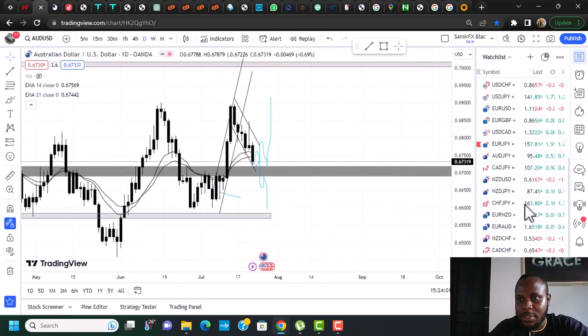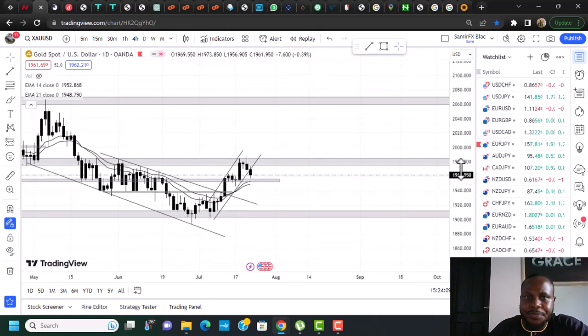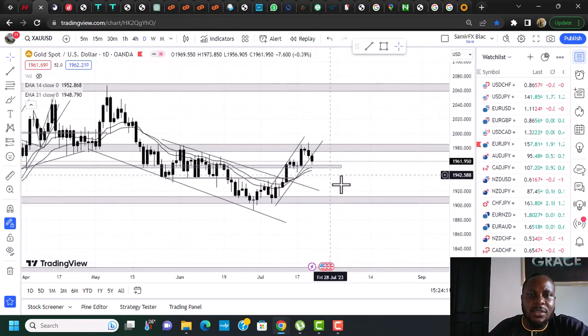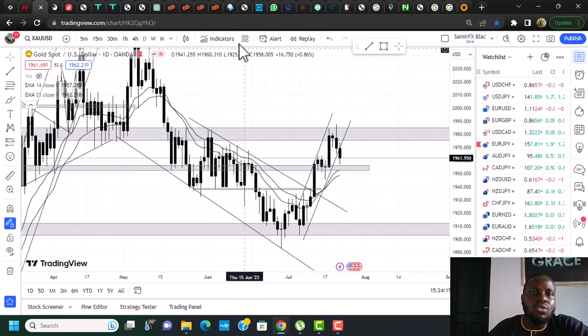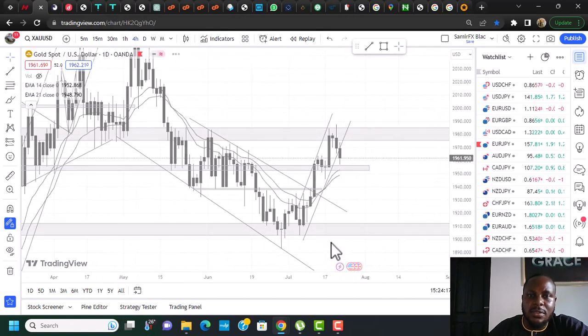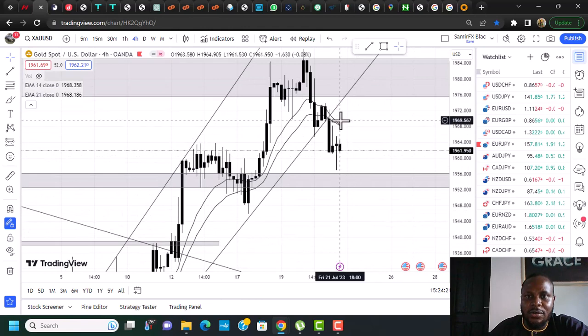The next, let me just look for a random pair, and a lot of people like gold. So let me just see if there are opportunities on gold. But keep in mind, guys, gold is really volatile. It can do a lot of things. So I'm already spotting a support being met on gold, but it's not a very strong confirmation. As you can see, there's also a breakout here.